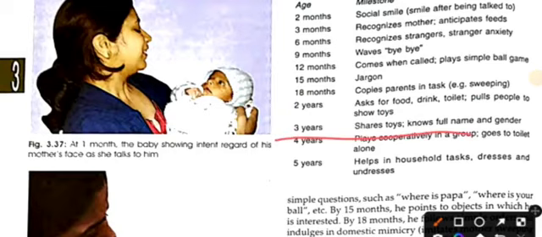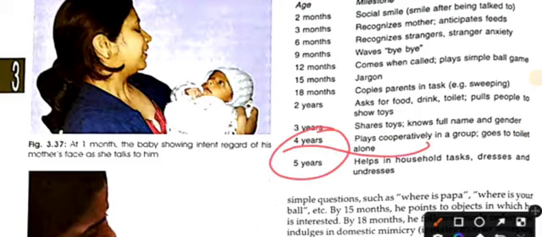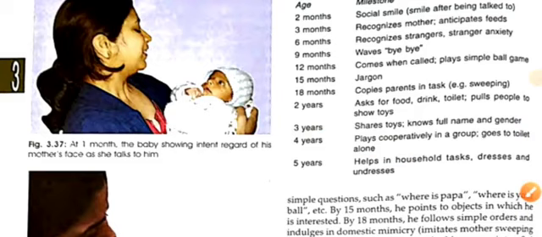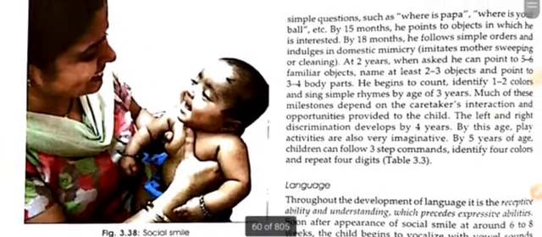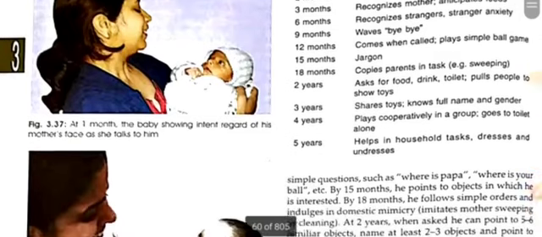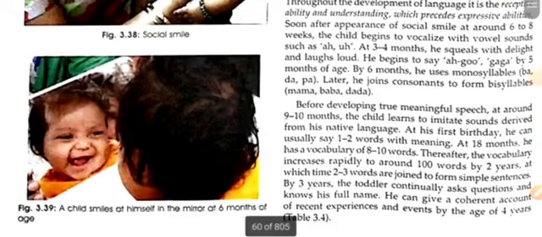At the age of 3 years, shares toys, knows full name and gender, plays cooperatively in a group, goes to toilet alone. At the age of 5 years, helps in household tasks and dresses and undresses. This is a social smile, which begins at the age of 2 months. A child smiles at himself in the mirror at 6 months of age.